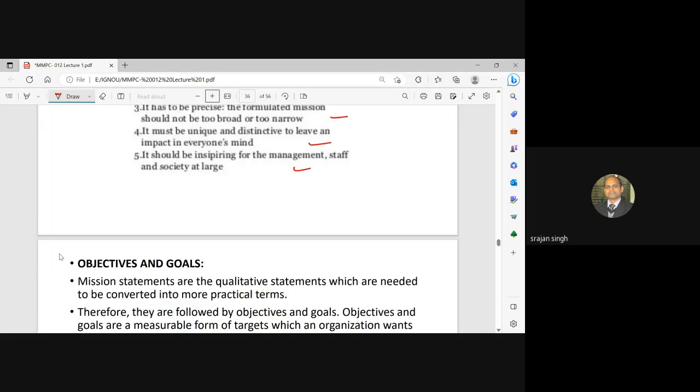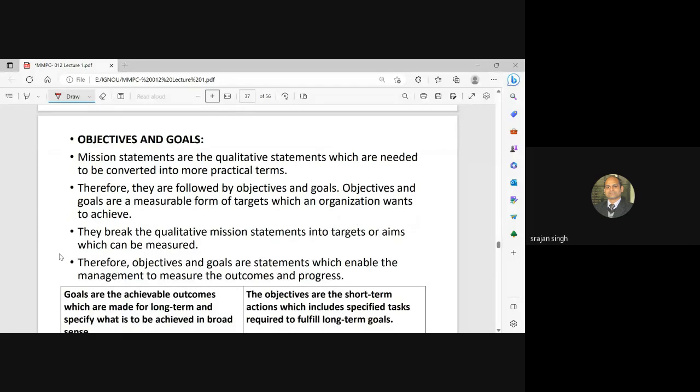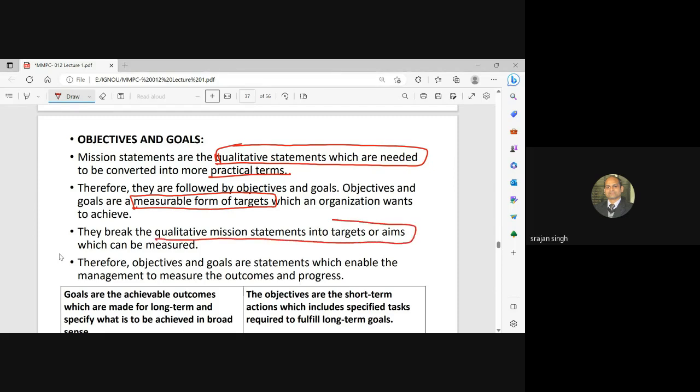Next, objectives and goals. Mission statements are qualitative statements which are needed to be converted into more practical terms. Practical terms means more implementation related. Therefore, they are followed by objectives and goals. Objectives and goals are measurable forms of target which an organization wants to achieve. They break the qualitative mission statement into targets or aims which can be measured.